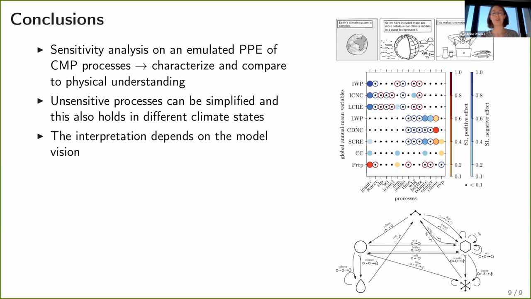And then of course, how you interpret this depends on what vision you have for what a climate model should be able to do. So some people might say, these processes we can remove and make the model simpler. But you could also say, well, this points to model deficiencies. These important processes are the ones where we really need to pool resources to improve them. And I'm looking forward to the discussion on what you think about it. Thanks.